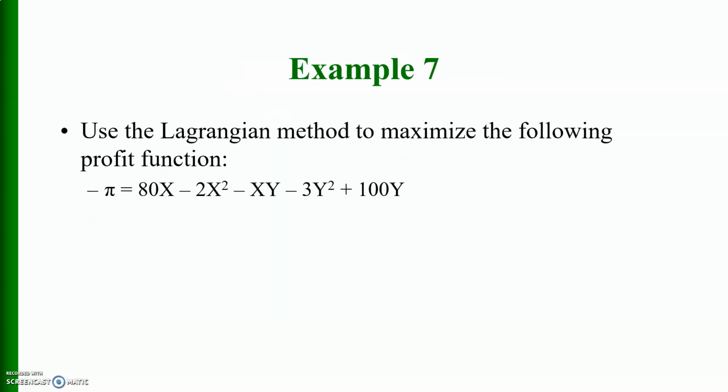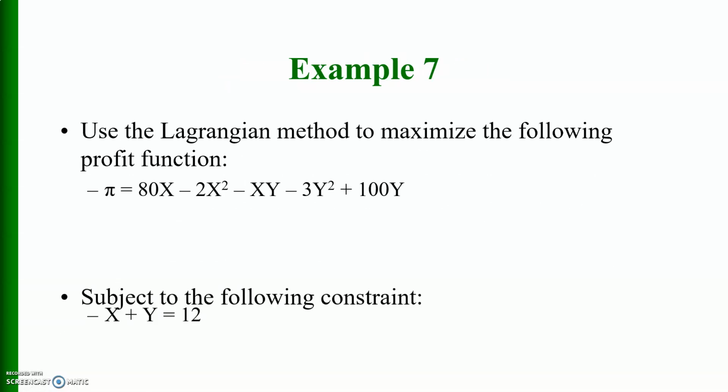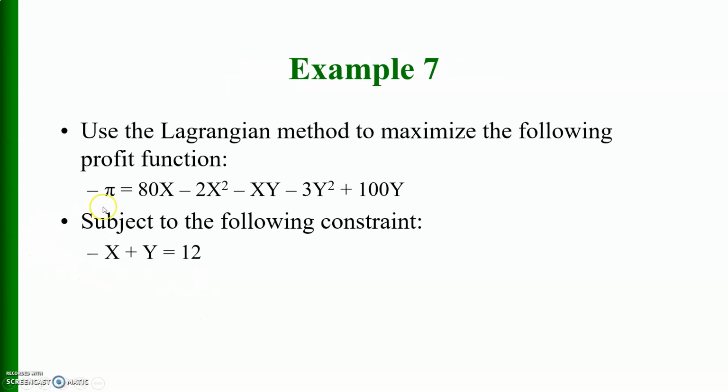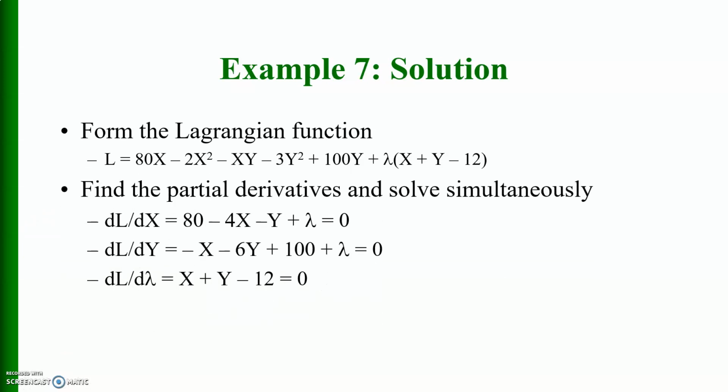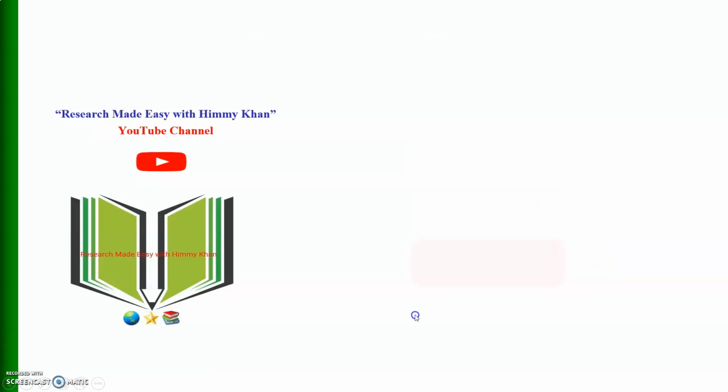Example number 7, use the Lagrangian method to maximize the following profit function. So we maximize this profit function subject to this constraint. This is the solution. We form the Lagrangian function. This is Lagrangian multiplier, and then we will find out the partial derivatives and solve simultaneously. These are the partial derivatives with respect to x, with respect to y, and with respect to lambda. And if we solve these equations, then we have x is equal to 5, y is equal to 7, and the value of lambda is equal to minus 53.